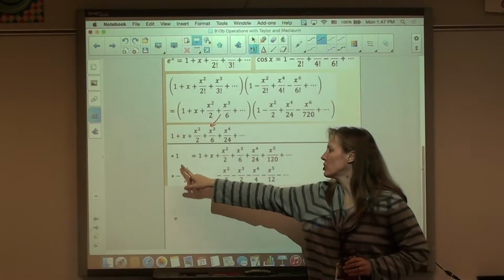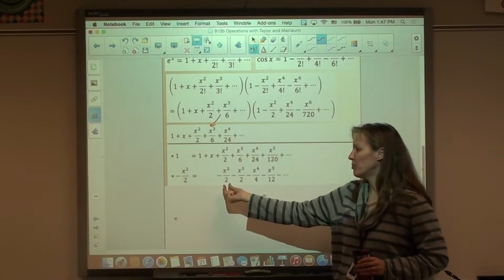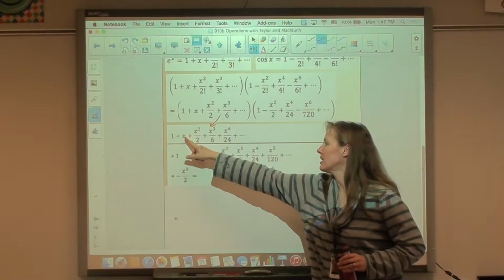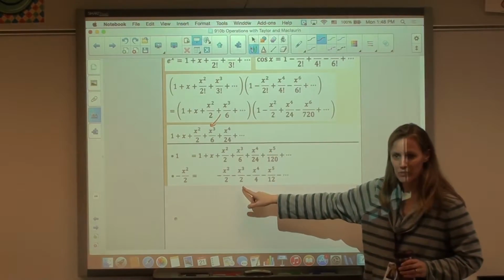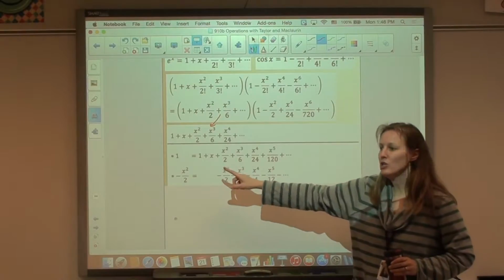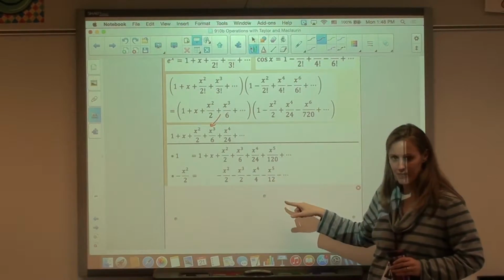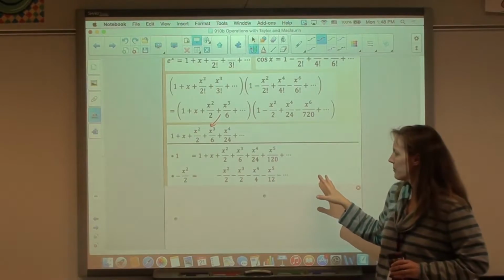So your first term is negative x squared over 2 times 1. Line it up with your x squareds. Your next term is negative x cubed over 2. Line it up with the x cubes. Right? You want to line your like terms up vertically. And then, until you get a little bit ways out.